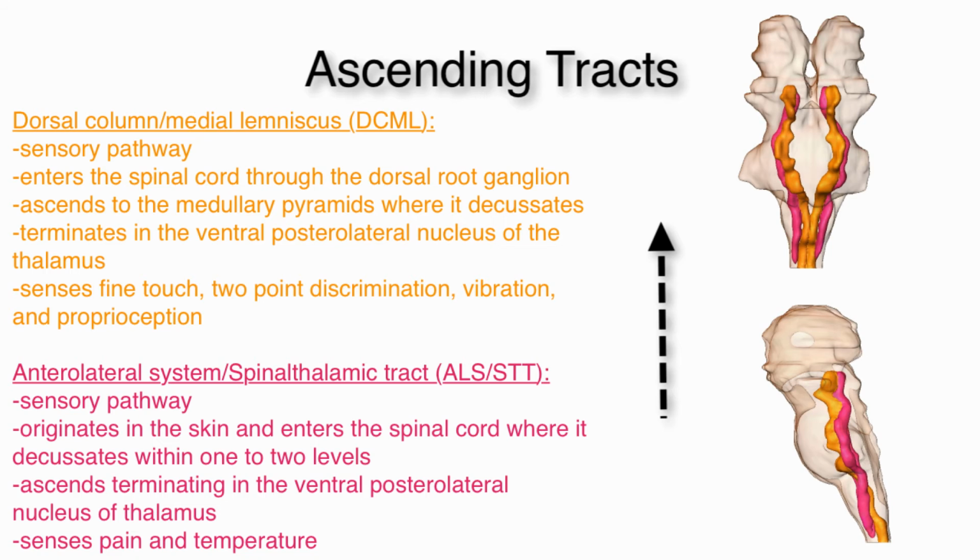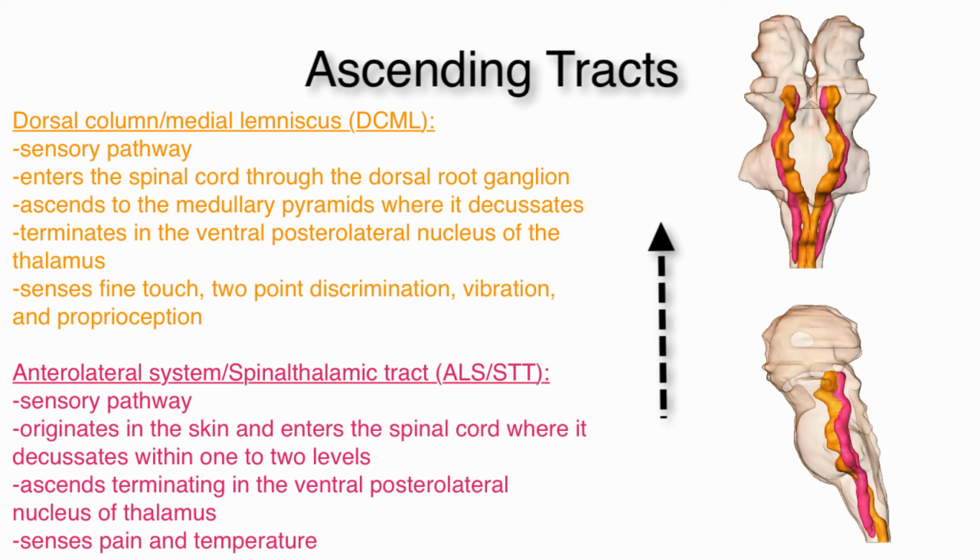The dorsal column medial lemniscus is a sensory pathway that enters the spinal cord through the dorsal root ganglion. It ascends to the medullary pyramids where it decussates, or crosses over midline, and finally terminates in the ventral posterolateral nucleus of the thalamus. It senses fine touch, two-point discrimination, vibration, and proprioception.